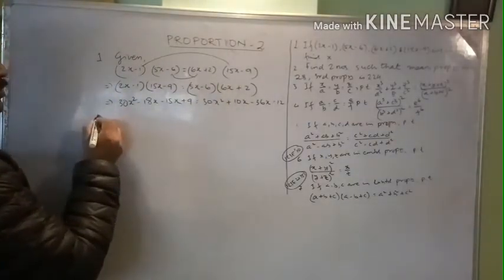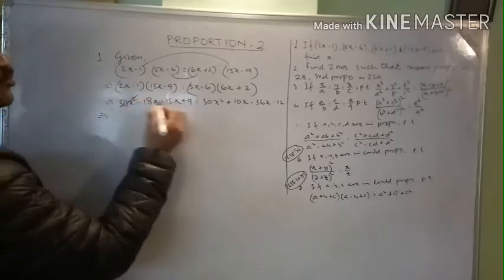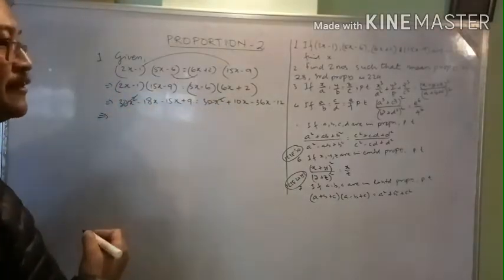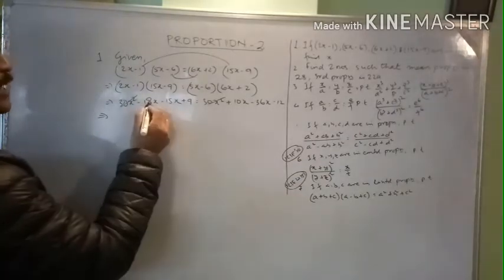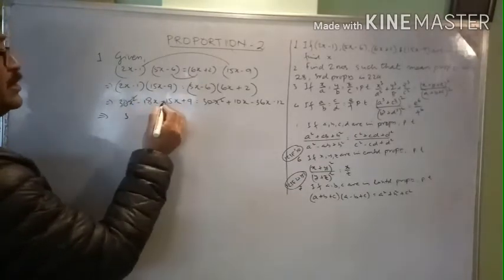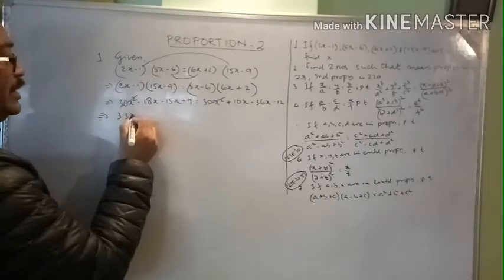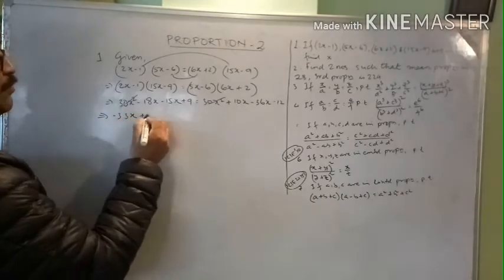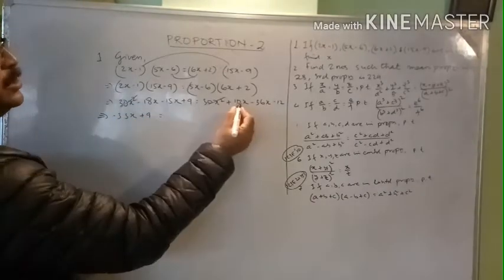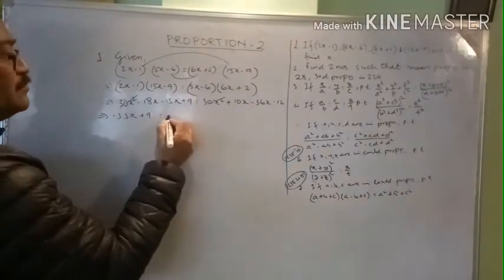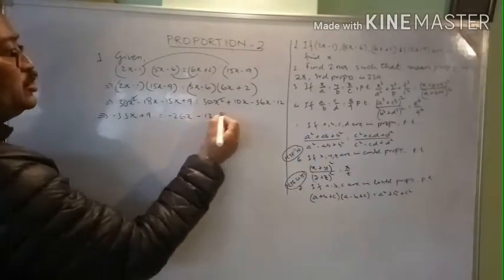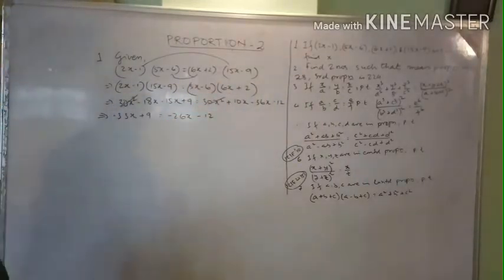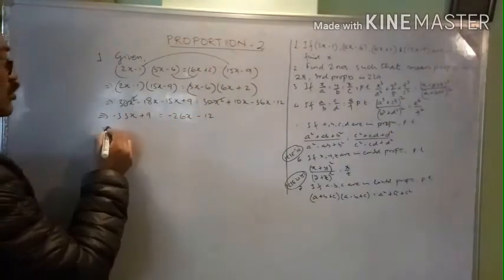So simplify further, this 30x square can be cancelled from both sides. So minus 18 minus 15, that is minus 33x, plus 9 is equal to 10 minus 36, that is minus 26x, and minus 12. Sign of the bigger term we write.